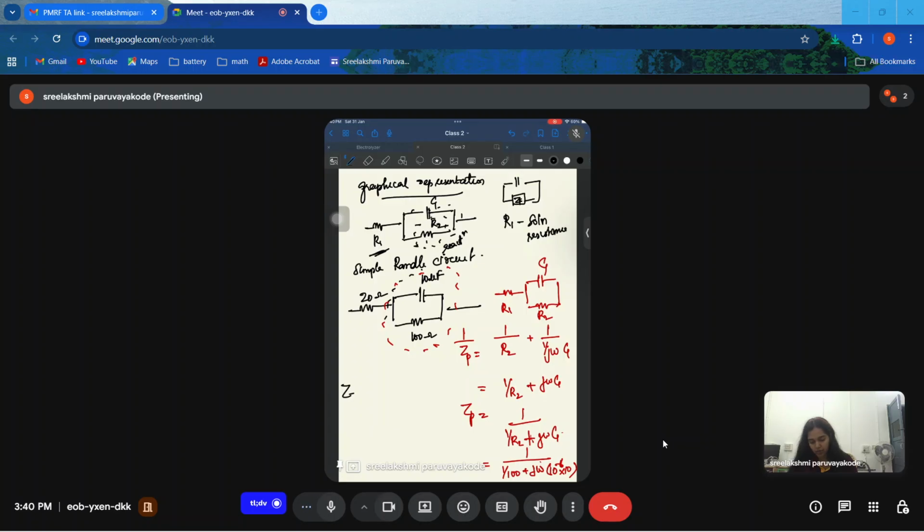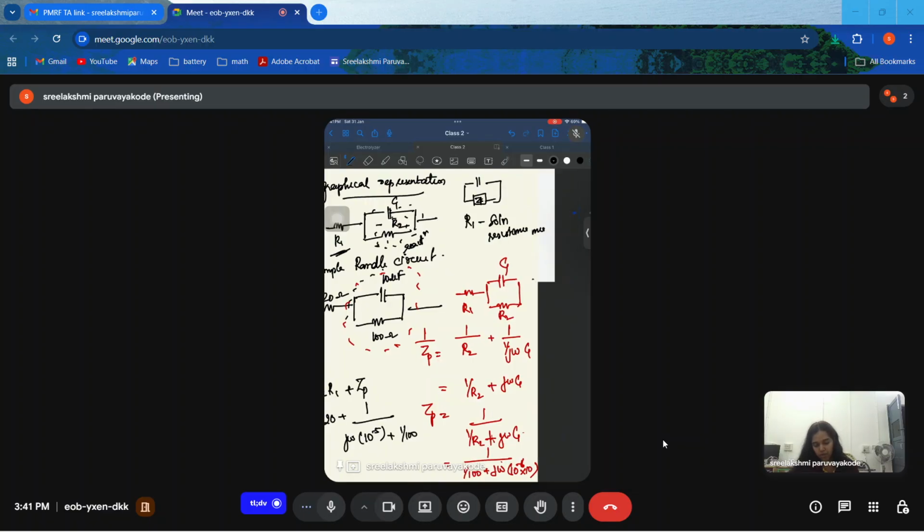Now what is Z total? That is R1 plus Z parallel. So R1 is nothing but 20. So this value is going to be 1 by j omega 10 to the power minus 5 plus 1 by 100. Now what I'm going to do is, because it's 1 by 100, I'll just multiply the denominator and numerator by 100. Let me do this in next page.